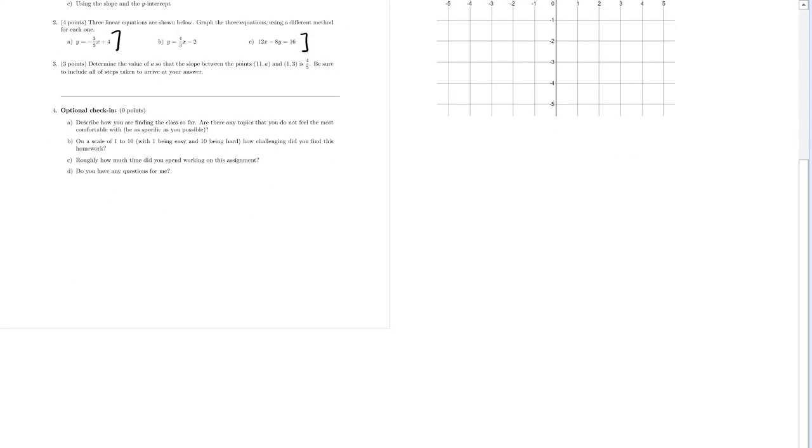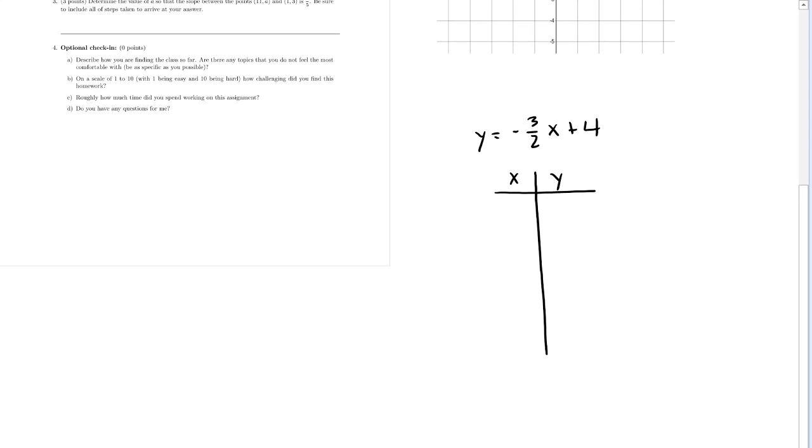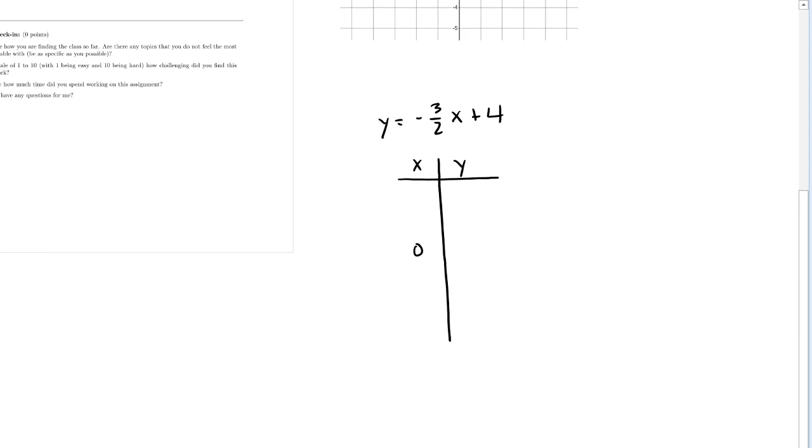Let's look at y is equal to -3 over 2 x plus 4. Let's find some solutions to this equation, and let's use it to graph the equation. Well, here, one nice number I can plug in is the value 0 for x. And what would that mean y should be so that the equation is true? Well, we can just run the numbers, right?